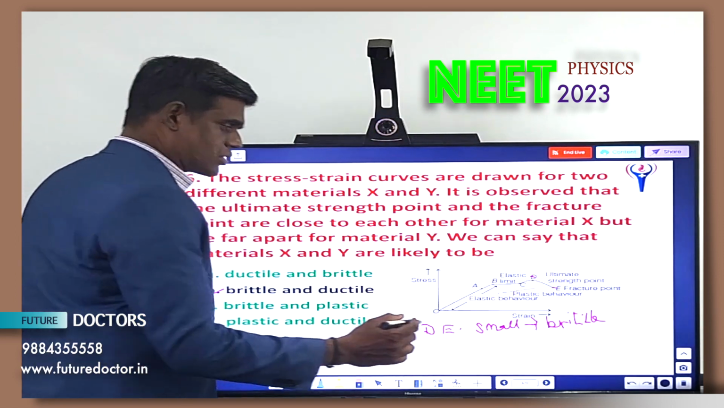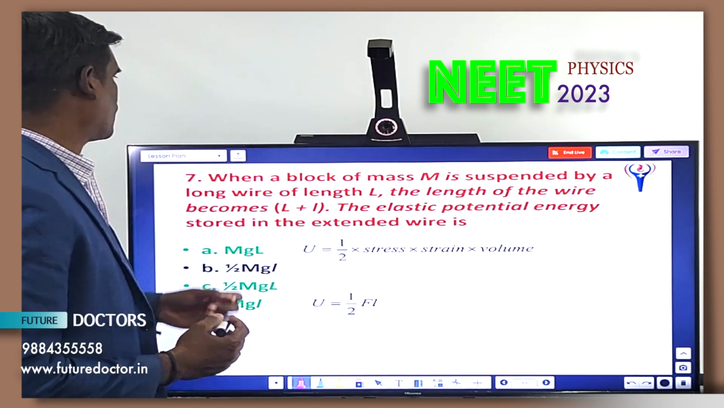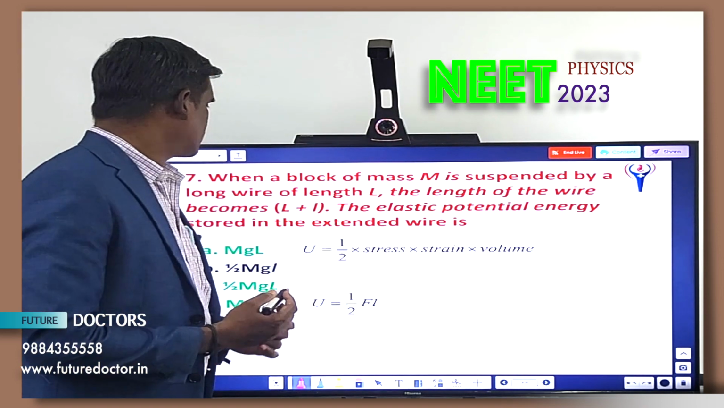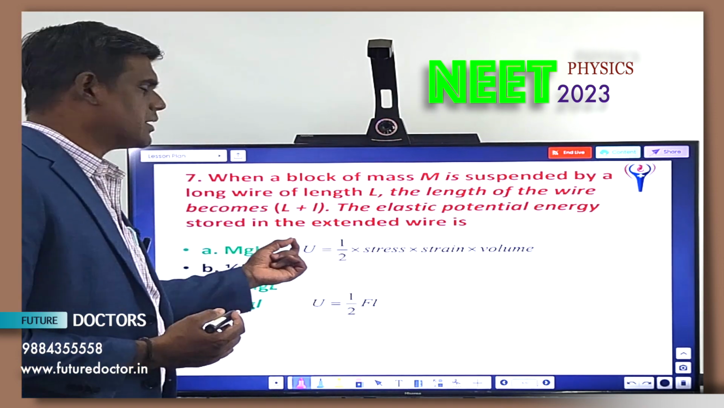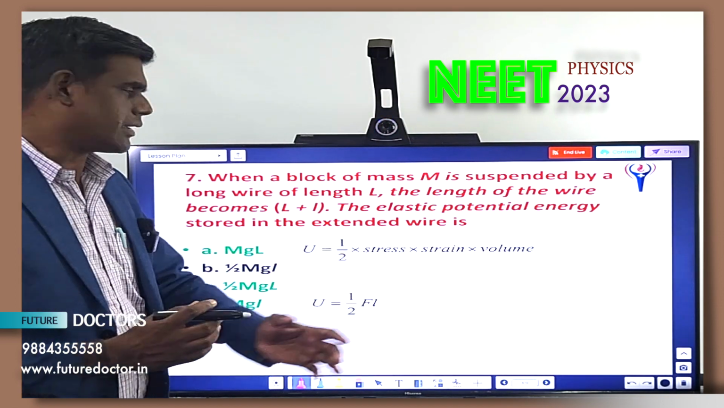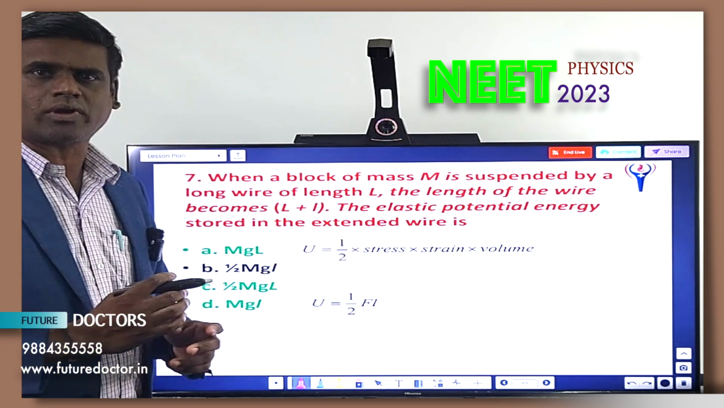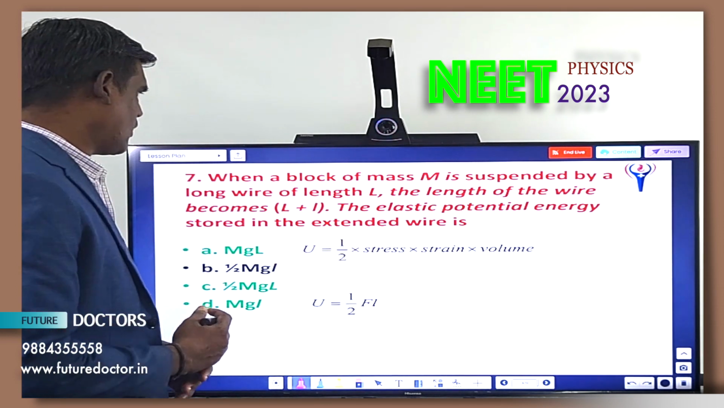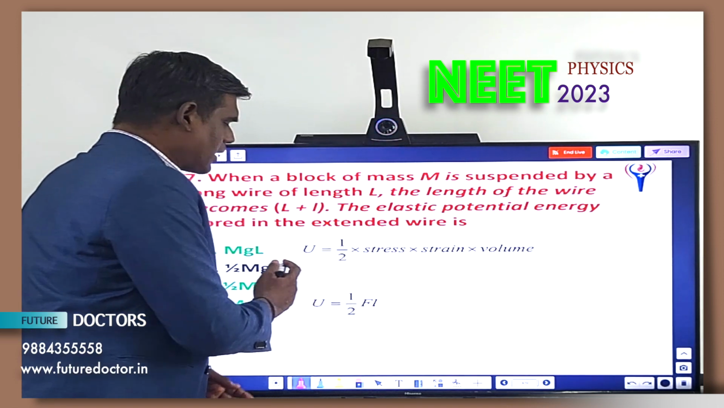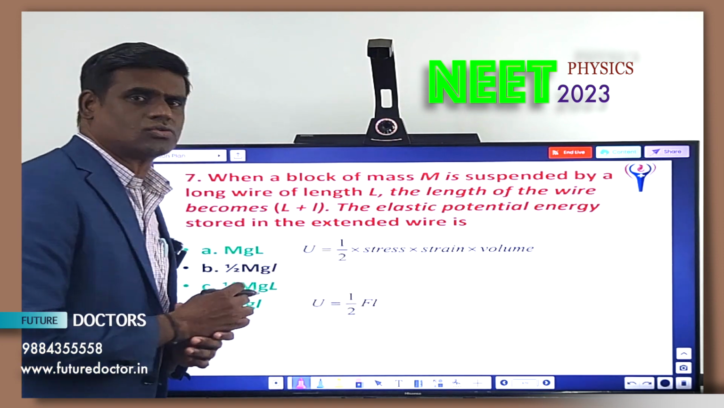Let's move to the last question. When a block of mass capital M is suspended by a long wire of length L, the length of the wire becomes L plus l. Capital L is the original length and small l is the increase in length. The elastic potential energy stored in the extended wire is dash. The formula is basic: elastic potential energy U equal to half into stress into strain into volume.